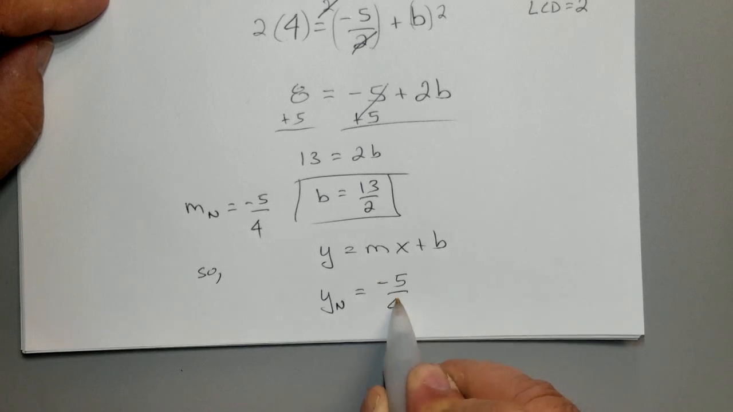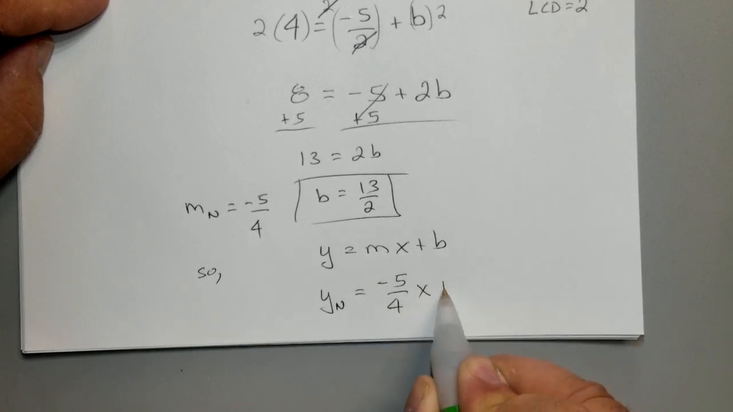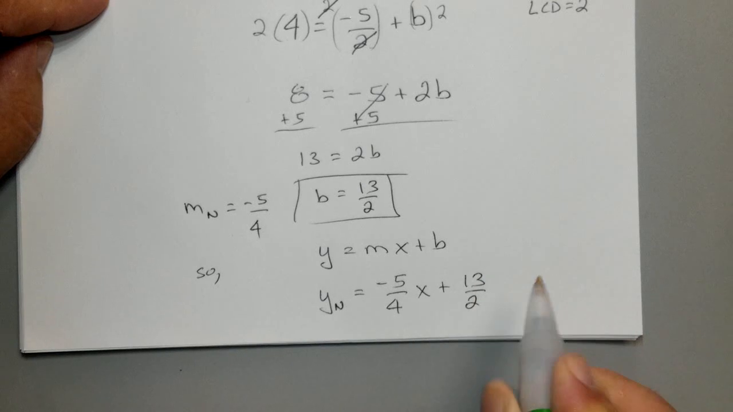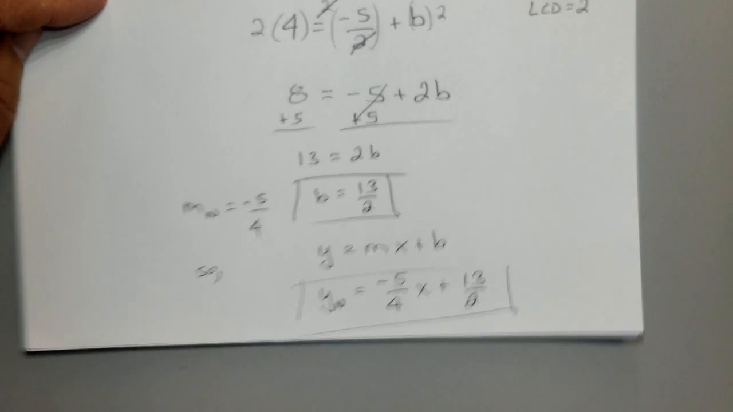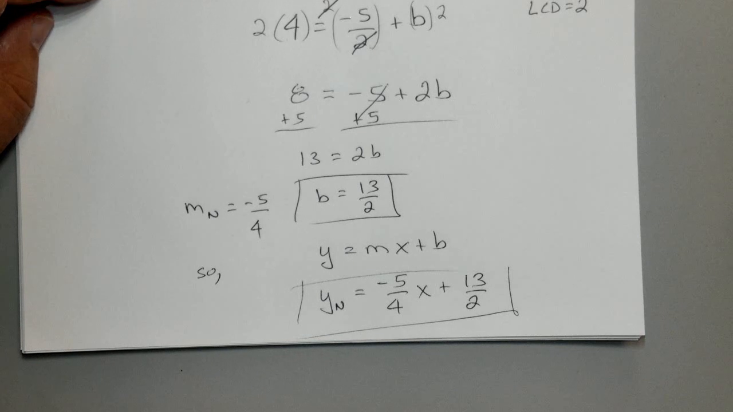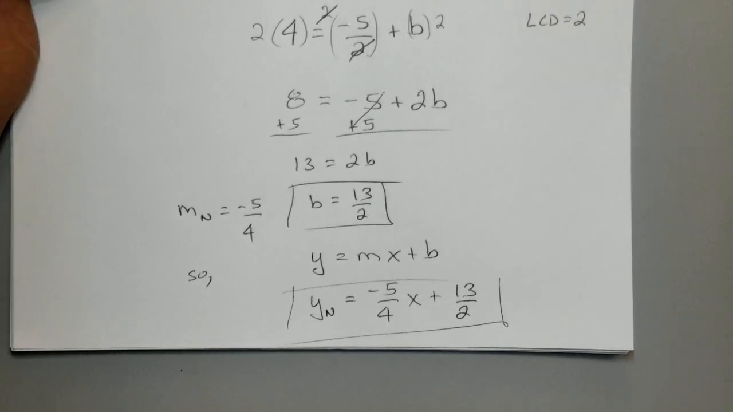Negative 5 over 4, x plus 13 over 2. And there's the equation of the line normal to the curve. And later on in calculus 2, calculus 3, the reason they call it normal now, it has another name. It's called orthogonal. But when we say normal or orthogonal, it means it's perpendicular to the tangent line of any curve.